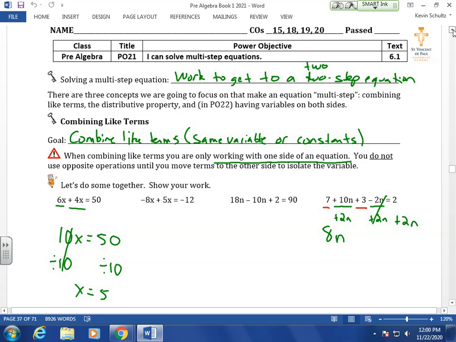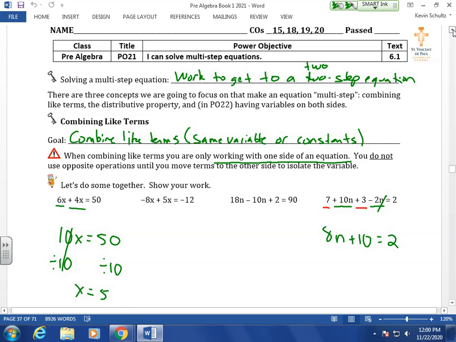We don't move things over, okay? We just look at what we have. How many n's do we have total here? Positive 10 minus 2, we've got 8. So no opposite operations there. Then with my positive 7 and positive 3, well, 7 plus 3, positive 10, right? 8n plus 10 equals 2.